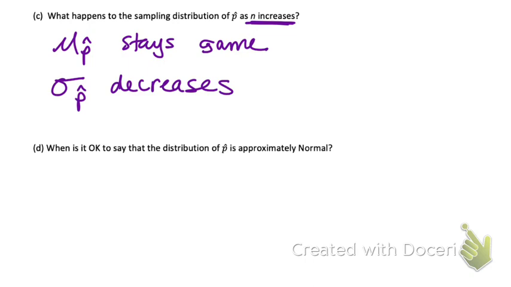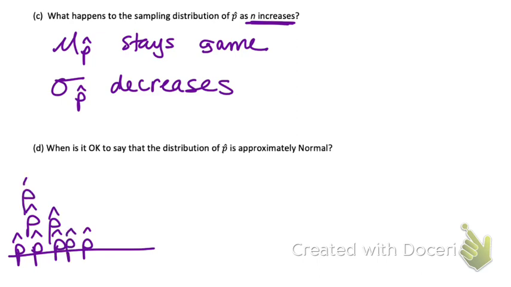Now, if I go to the population and I take a sample and I find the p-hat and I stick it on a dot plot, is that an approximately normal distribution? No. So I go do it again and I get a p-hat. Is that approximately normal? No. I do it again. Is this approximately normal? How about this? Do I have approximately normal yet? Kind of. How about now? When do I get approximately normal? So that's what this question is asking. At what point do I have an approximately normal distribution of p-hats?